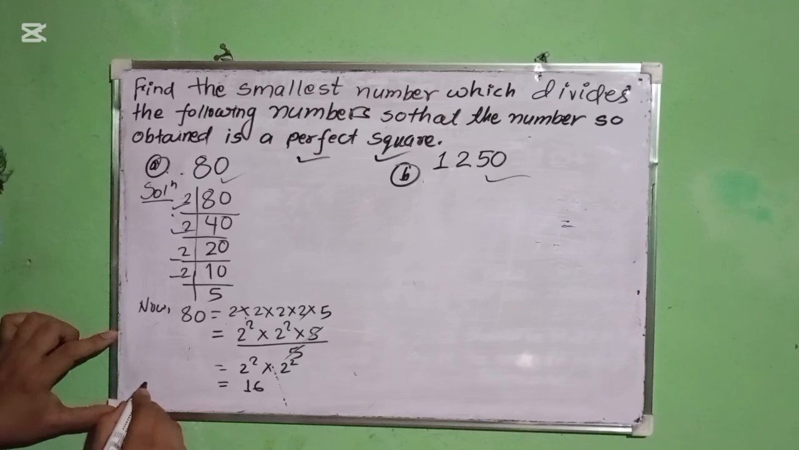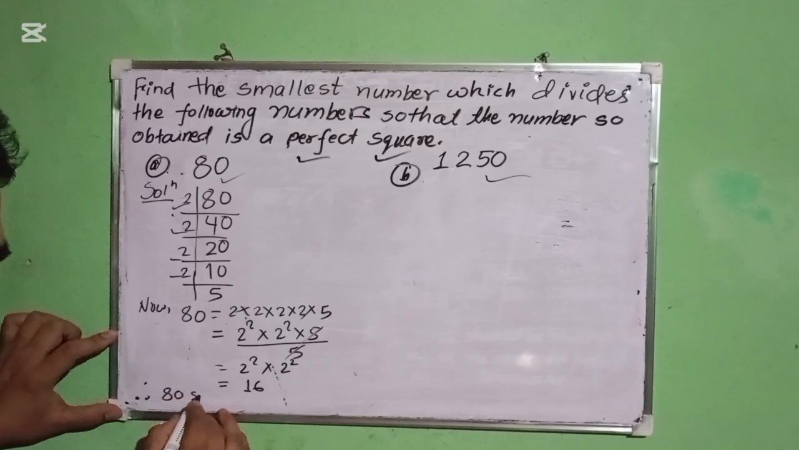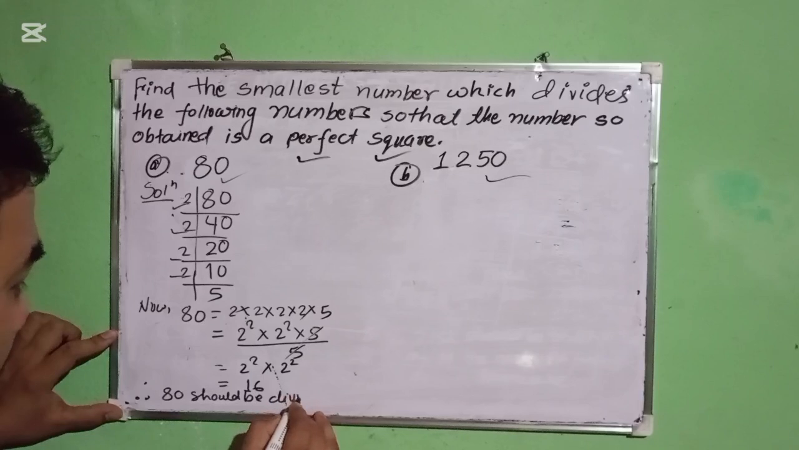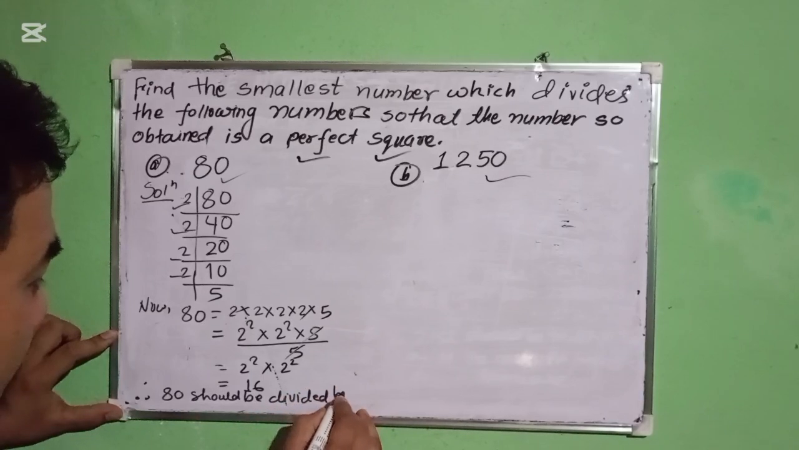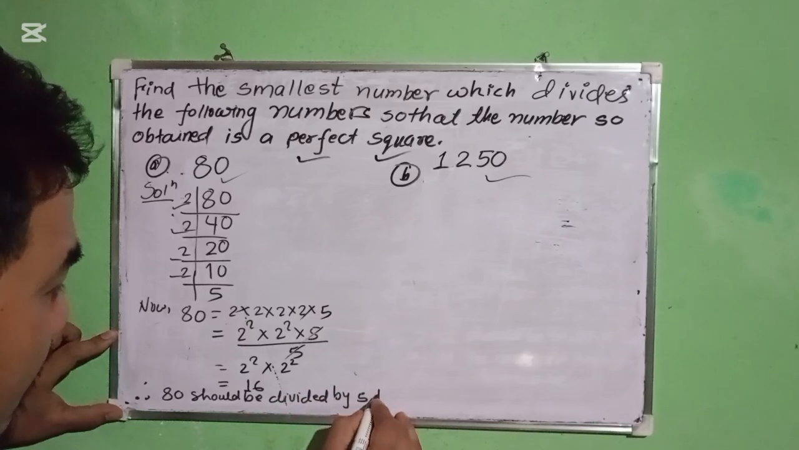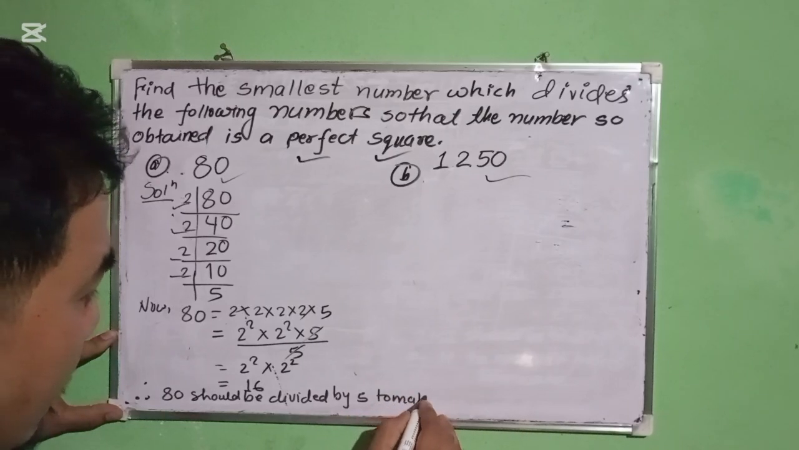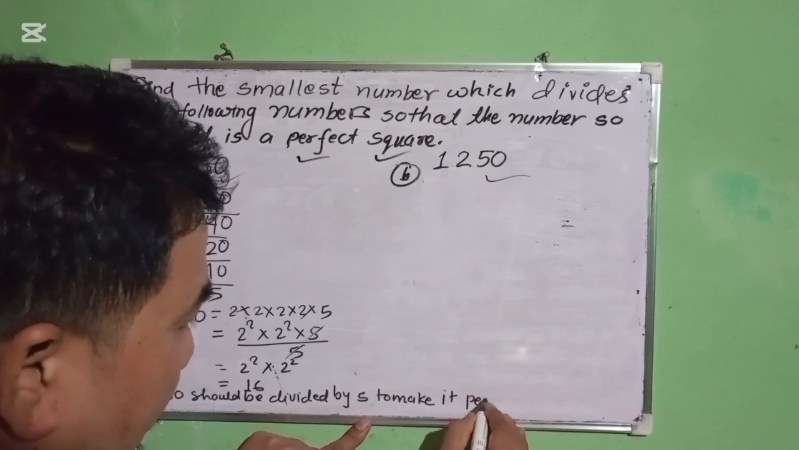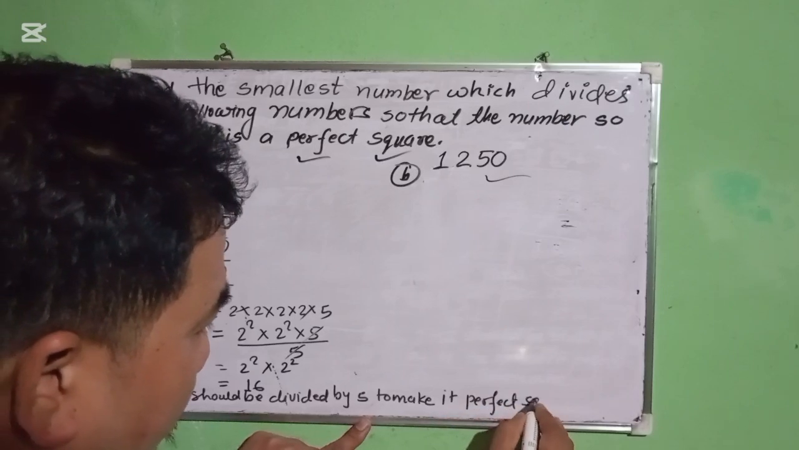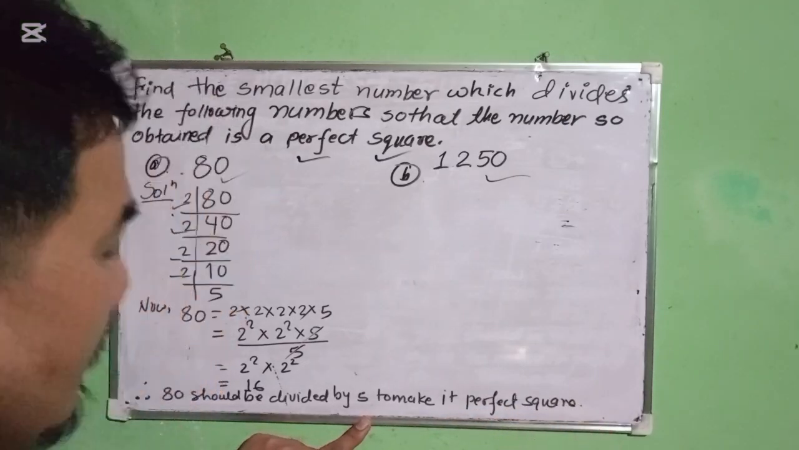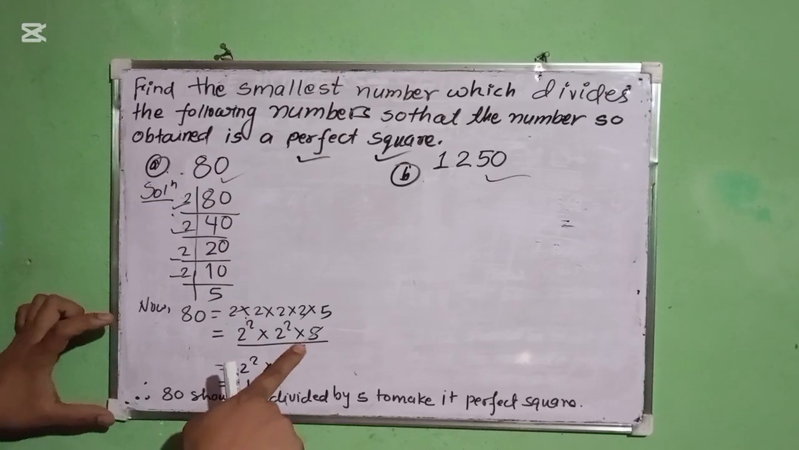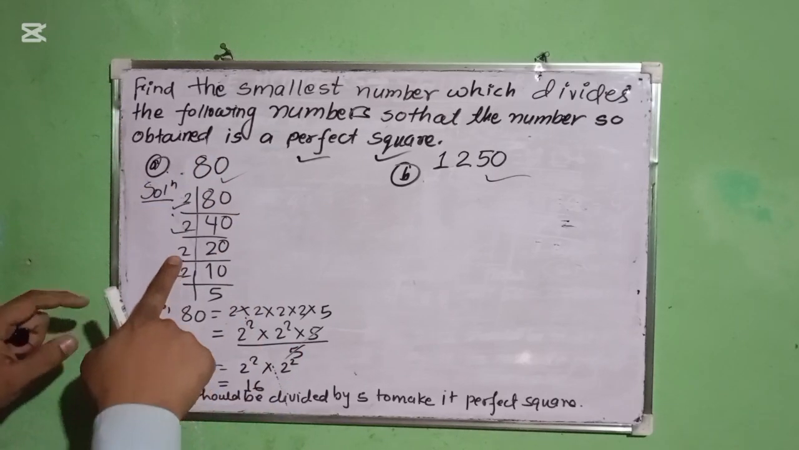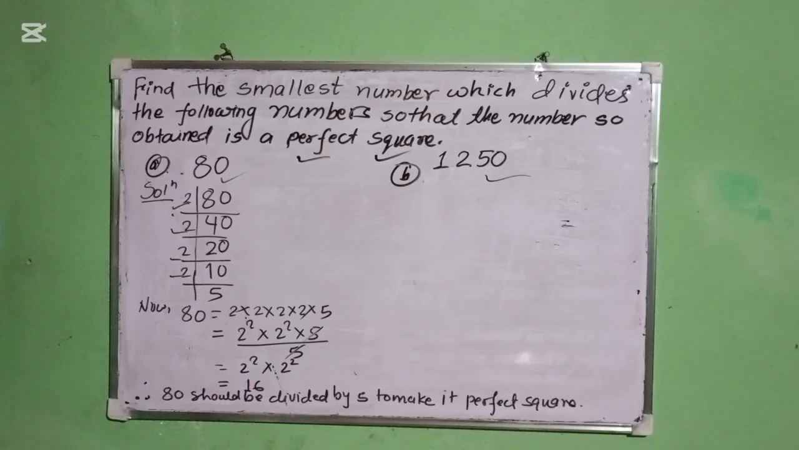Then what if I write, therefore 80 should be divided by 5 to make it a perfect square. Okay, when it is divided by 5, the remaining number, this obtained number, is coming in perfect square. This is the way to do.